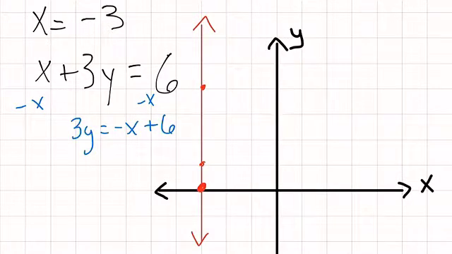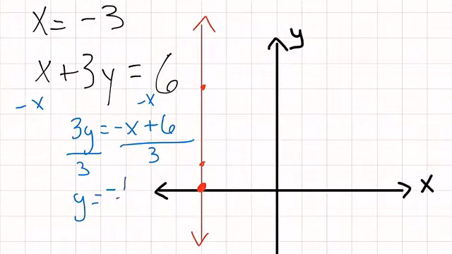And then I'm going to divide everything by 3. So that negative gets divided by 3, so it's a negative 1 over 3, really. And then 6 divided by 3 is a 2. So I start at 2. I go down 1 over 3. Or it could go the other direction.